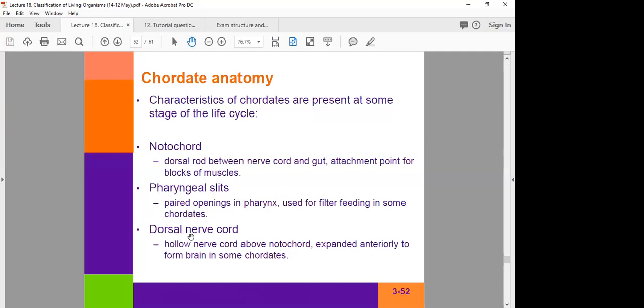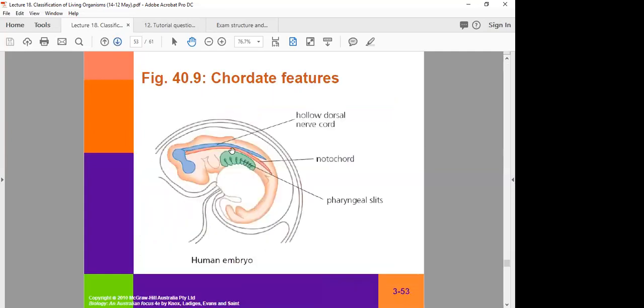And next we have the dorsal nerve cord. So of course the spinal cord. This is a hollow nerve cord which is situated above the notochord, and in some animals it expands at one end to form a brain.